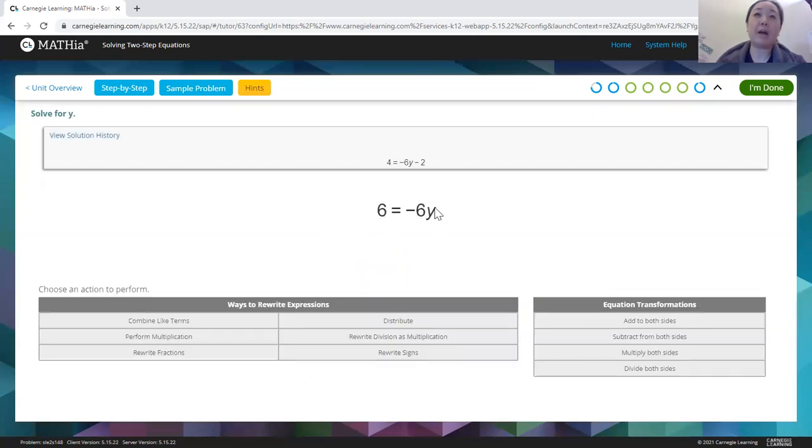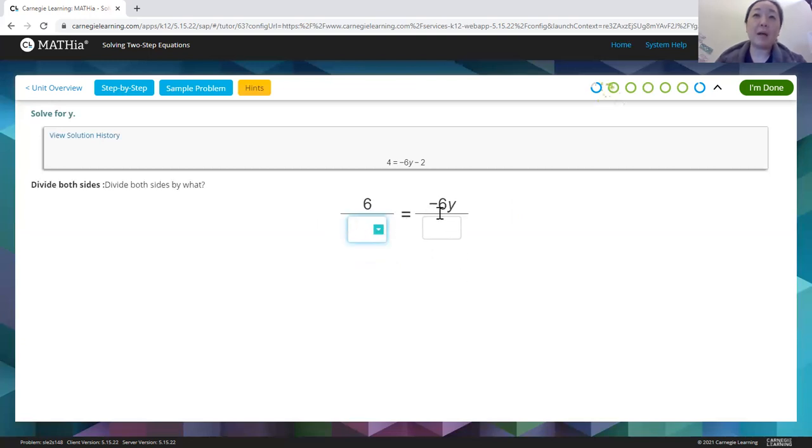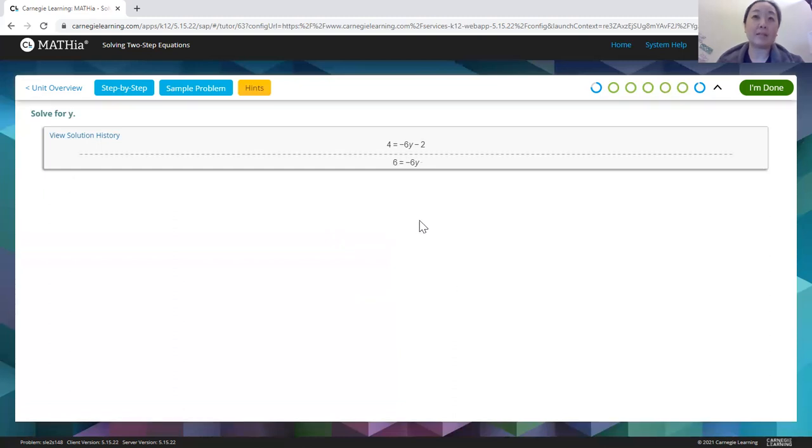All right. So now we're back here. We still have more to do. We have to get rid of this multiply by -6. So now I'll do it the way we use in class. So divide both sides. And what are we dividing by? This -6 right here. So -6 on both sides. The reason we use that -6 is because that's the number in front of the y, and we want this y to be positive. So we have to divide the whole thing by -6. Enter. And we get y is equal to -1.